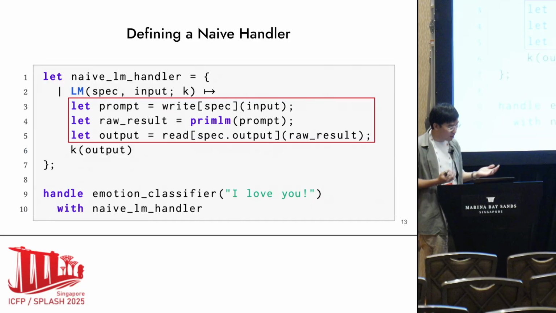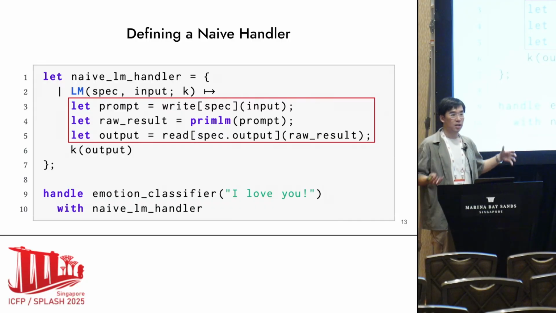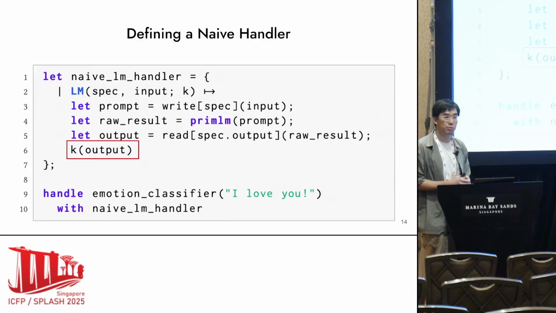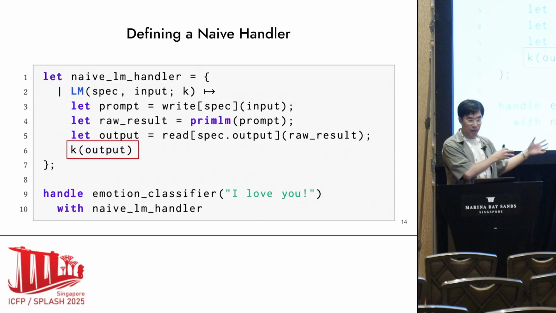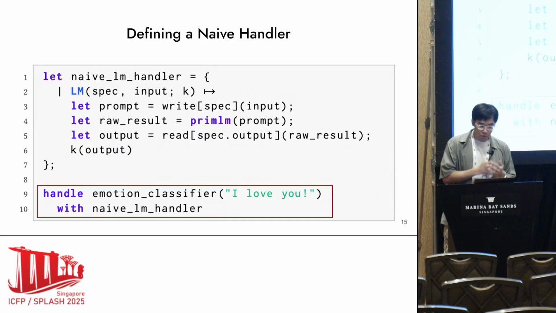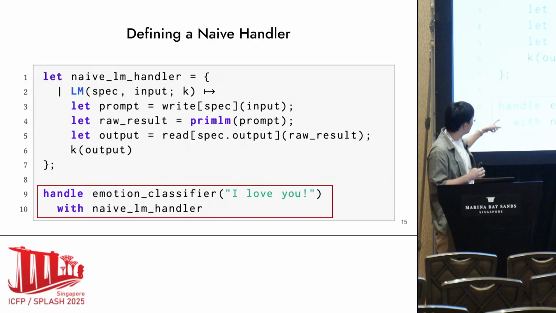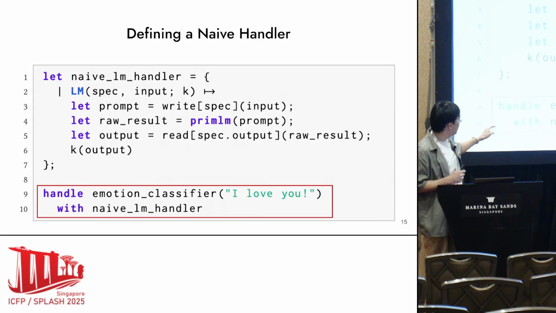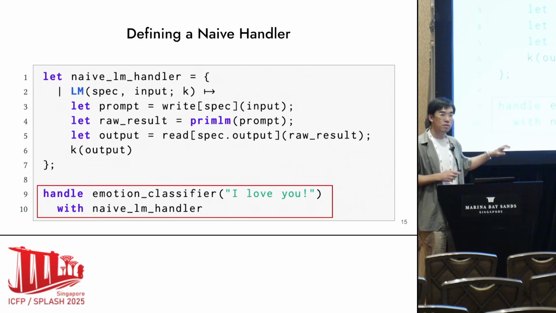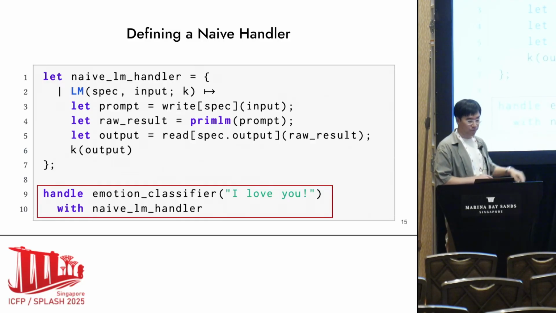And after we get the result, this raw result, we use this read function to parse it back to the structured output we're expecting. Then with this output, we resume using the continuation, and the execution continues to the point where we threw the expect. And then to use this handler, we use this handle with, given the actual emotional classifier and also the handler here. So this is really not doing anything fancy, just adding another layer of indirection, right?